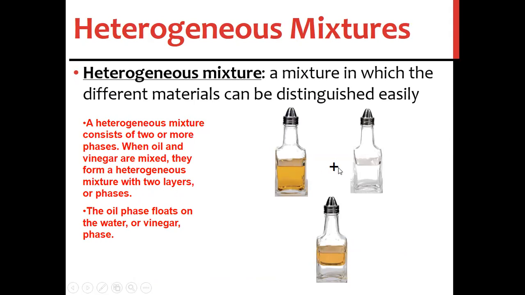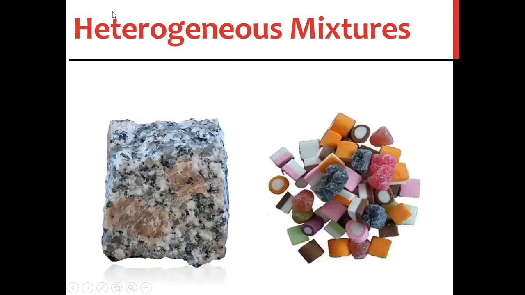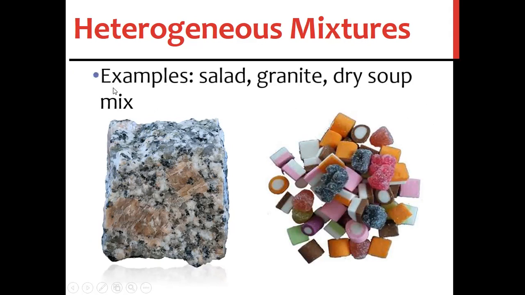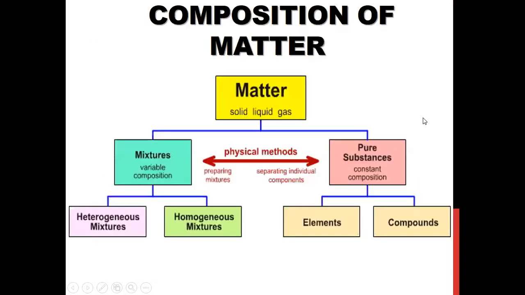Look at the olive oil with the vinegar. When mixed, they form two phases or two layers. The oil phase floats on the water or vinegar phase. This is an example of a heterogeneous mixture. Look at the granite and the candies. For example, salad, granite, dry soup mix.